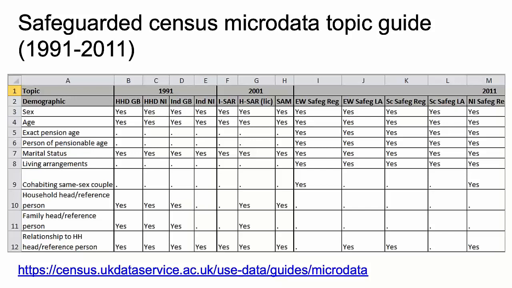And just for reference, we do have guides of the topics available in each census microdata file from 1991 to 2011, and you can download these from the UK Data Service website in an Excel spreadsheet, and it shows you all the topics available for each microdata file. So I'm going to show you the catalogue records in a bit, but it's just important to realise that there's quite a lot of documentation attached to each data set.